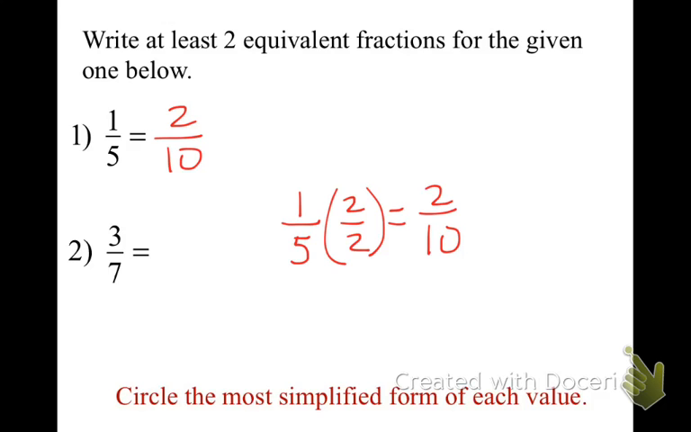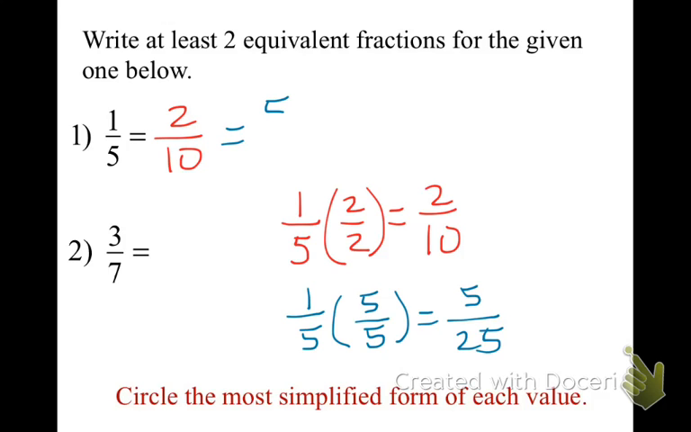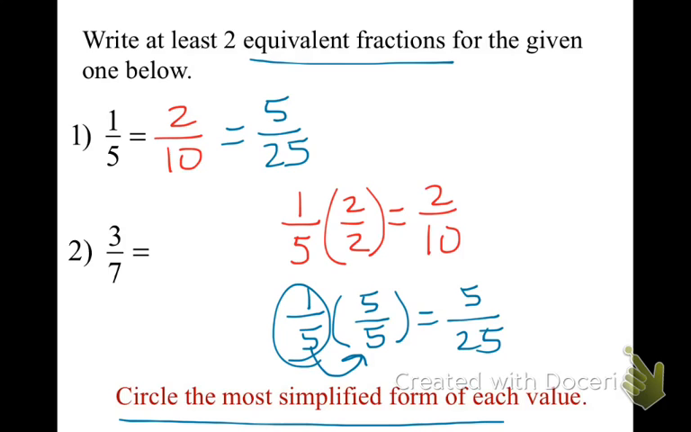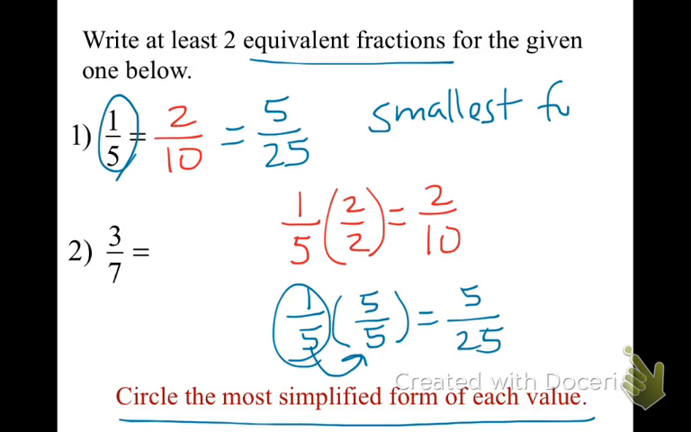And then let's pick some random number. For 1/5, let's just do 5. This will give me 5/25. So as long as you're multiplying the original fraction by the same numerator and denominator, you're going to get an equivalent fraction. And if they want me to circle the most simplified form, I always circle the first form, because I'm looking for the smallest, easiest numbers. So now, let's see what you come up with for number 2.